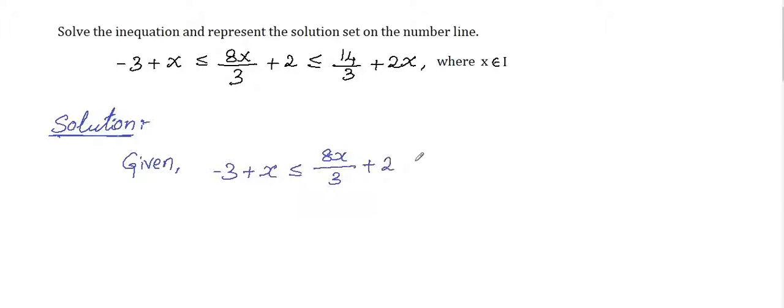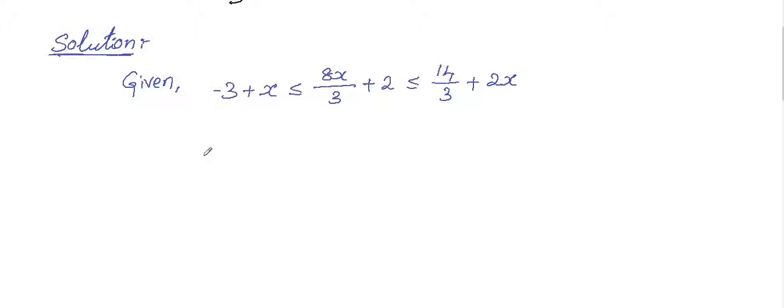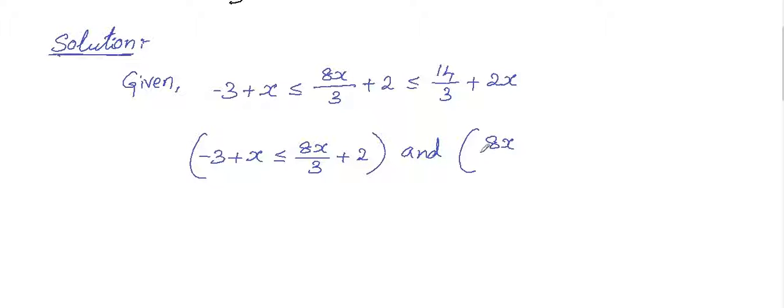Given: minus 3 plus x less than or equals to 8x by 3 plus 2 less than or equals to 14 by 3 plus 2x. So we can split this as minus 3 plus x less than or equals to 8x by 3 plus 2, and 8x by 3 plus 2 less than or equals to 14 by 3 plus 2x. Now solve these inequalities separately.